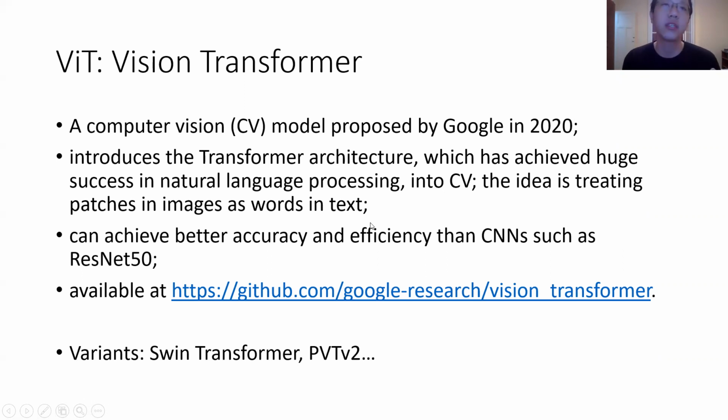And when this transformation was done, this model achieved huge success because it achieved better accuracy and efficiency. It is more accurate but faster than CNNs such as ResNet-50. So this is at the forefront of today's computer vision research, and I highly recommend you think about using this model within your applications, especially when you are dealing with computer vision. It can be obtained here, and it also has quite some variants like Swin Transformer or PVT v2, etc. So this is a very new but very powerful pre-trained model that you can try out.